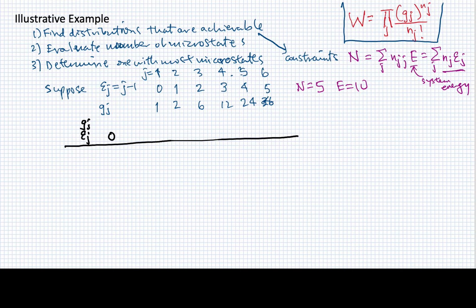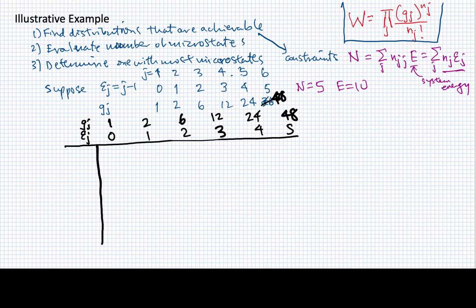The lowest energy level is 0, then 1, 2, 3, 4, and we'll say 5. And the degeneracies that I'll give for these are 1, 2, 6, 12, 24, and I'm going to go ahead and make this 48. I like 48 better than 36, so 48. All right, so those are my degeneracies. Now I want to specify a set of different types of distributions.